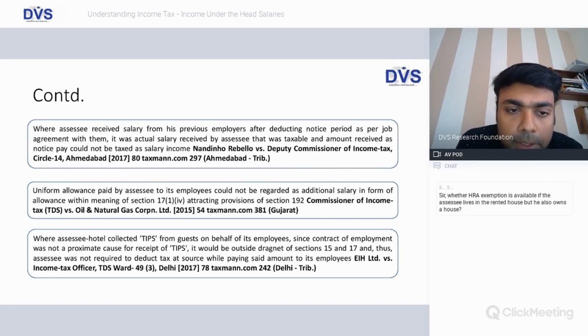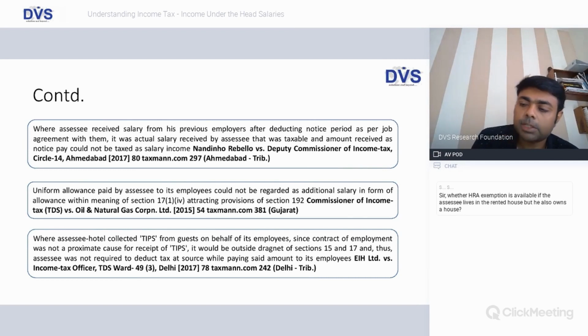Uniform allowance paid by an assessee to its employees could not be regarded as additional salary in the form of allowance within the meaning of 17.1. Where an assessee hotel collected tips from guests on behalf of its employees, since the contract of employment was not the proximate cause for receipt of tips, it would be outside the ambit of 15 and 17, and the hotel was not required to deduct TDS because tips were not consequent to the employer-employee relationship. The hotel only was a conduit for collecting this money. However, it is income for the employee but not from the employer, so it won't be taxed as salary income.